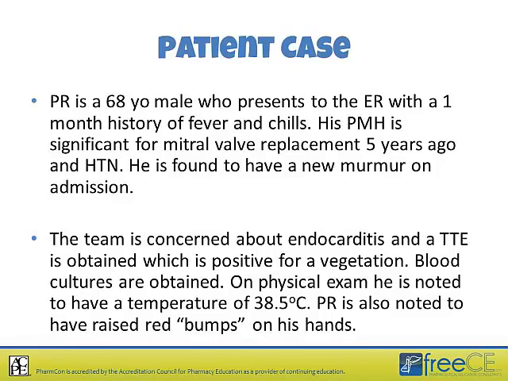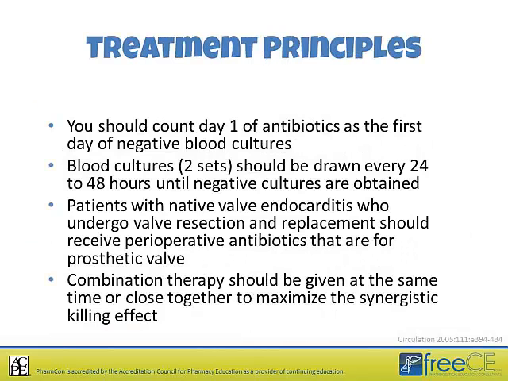So our second of our 2 poll questions is back to our patient PR, who was our 68-year-old male. He presented to the ER with a 1-month history of fever and chills. Remember, his past medical history is significant for mitral valve replacement 5 years ago, as well as hypertension. He had that new murmur on admission. Remember, he had that TEE that had a vegetation. They got blood cultures. He had a fever on physical exam. And remember, he's the one who had those red bumps or the Osler nodes on his hands from our previous poll question.